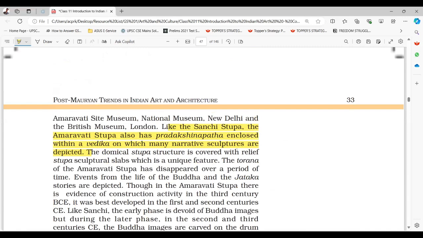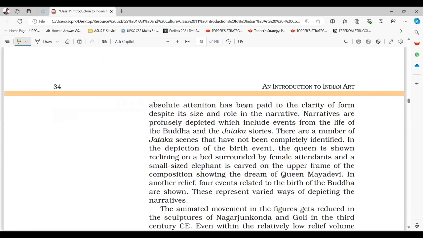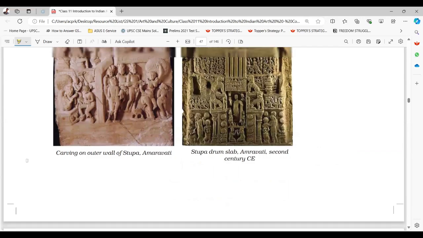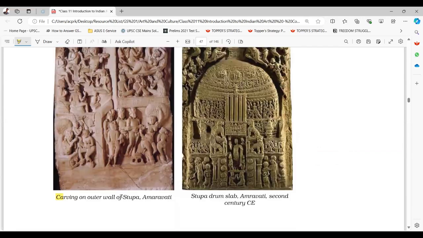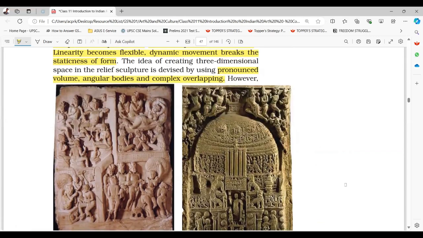However, absolute attention has been paid to the clarity of form despite its size and role in the narrative. Here you can see carving on the outer wall of Stupa, Amaravati. Stupa drum slab, Amaravati, 2nd century CE.